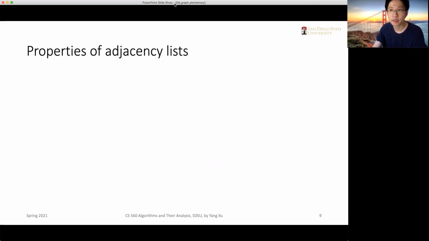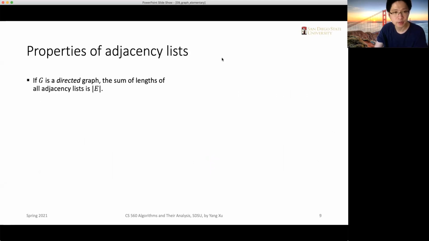So let's look at some properties of adjacency lists. First, if the graph is a directed graph, which means it has arrows, it has directions, then the sum of the lengths of all adjacency lists is the number of edges.